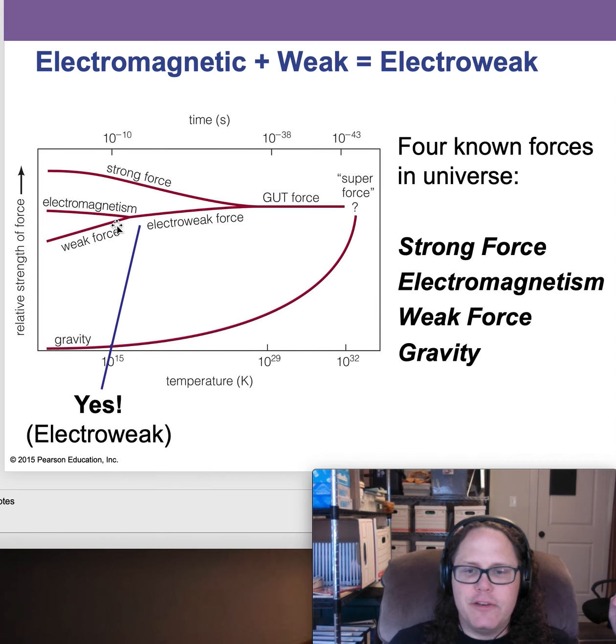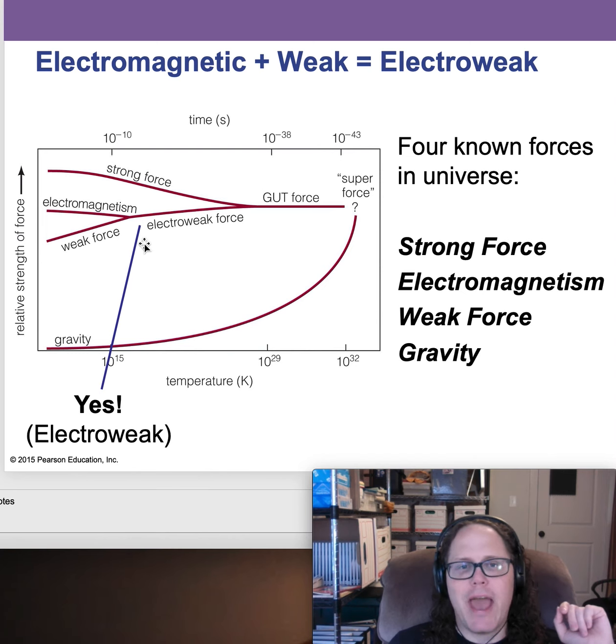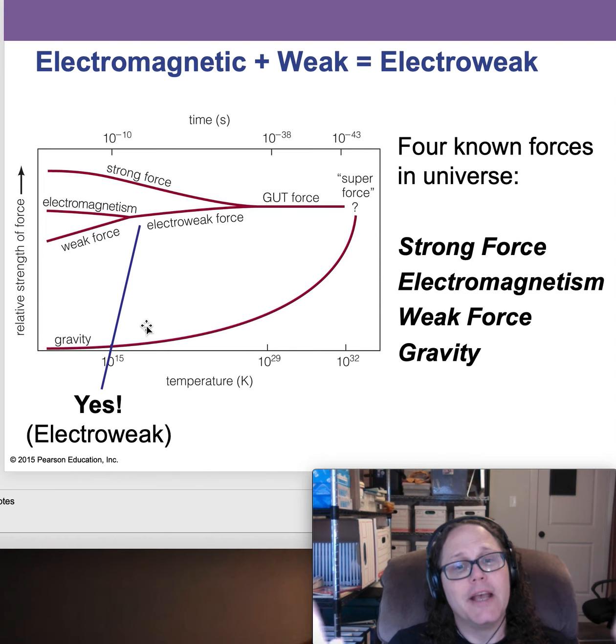At 10 to the 15th degrees, at a quadrillion degrees, the weak force combines with the electromagnetic force to become the electroweak force. This is proven in laboratory. It's remarkable that in particle accelerators today, we can reproduce the conditions in the universe 1/10 billionth of a second after the Big Bang. But there's a limit to how hot we can go in our laboratories. So beyond that, all we have are computer models.